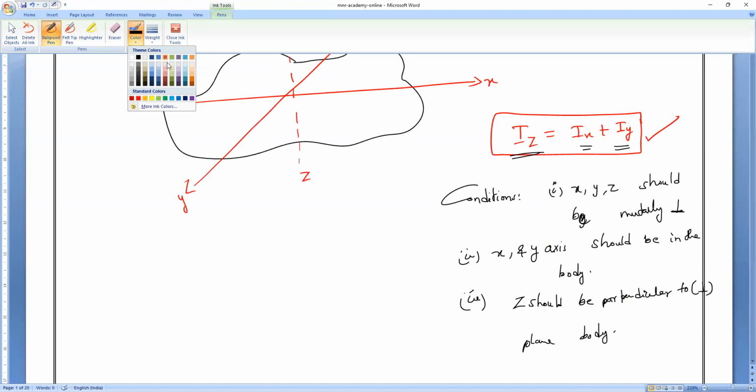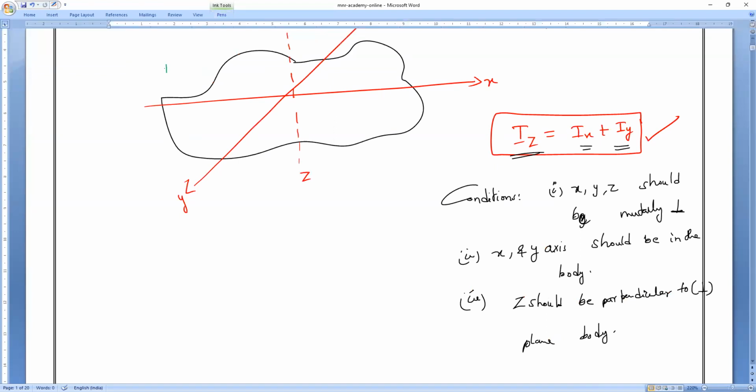Now let me take a point. The total mass is, let me take, M. I will choose a particular small mass. What is the small mass, everybody? Please respond. It is dm. This dm is at a distance x from the y-axis and y from the x-axis. Imagine a plane; this is our x-axis, and this is our y-axis.